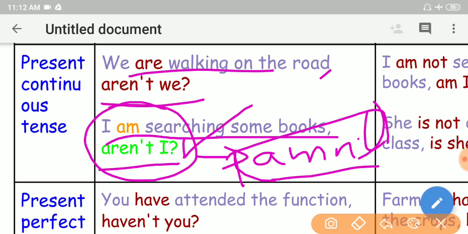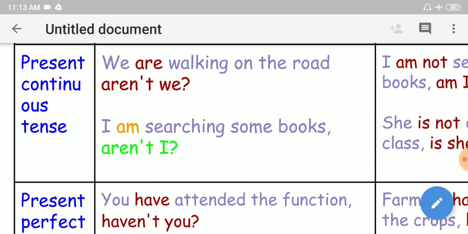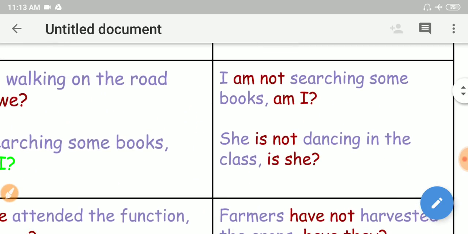This is the most important exception to the rule we must keep in our mind, because based on this, such examples or such questions are asked only in competitive exams, my dear friends. So like that, let us go and study the present continuous tense negative sentence.